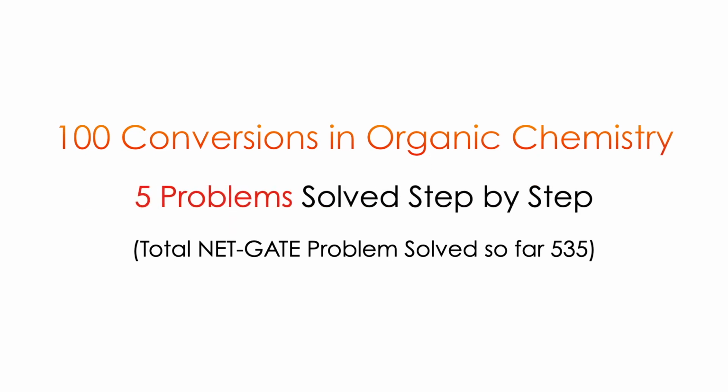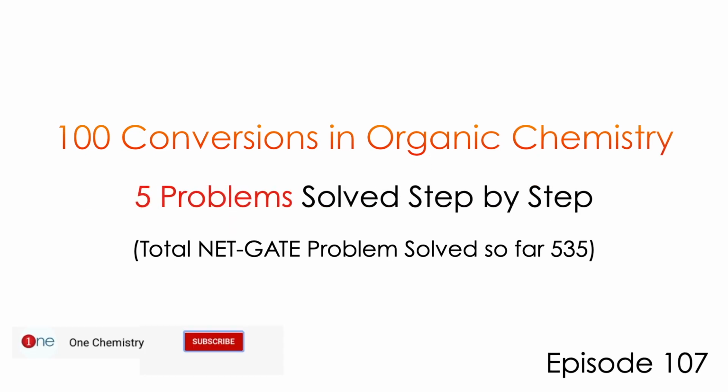Now, let us see about 100 conversion in organic chemistry. We are seeing it as episode. This is the episode number 107. If you didn't watch previous episodes, I encourage you to go and see. Here, we solve 5 problems step by step. Stay tuned.